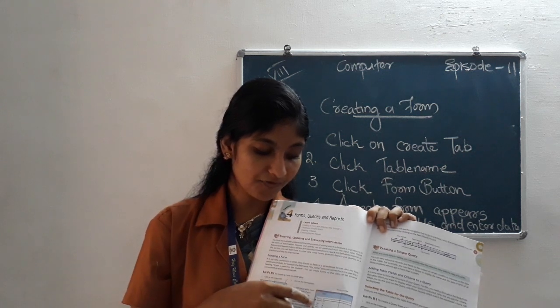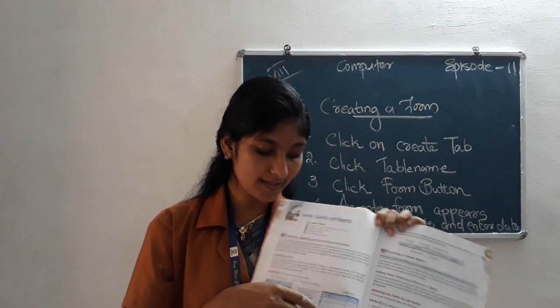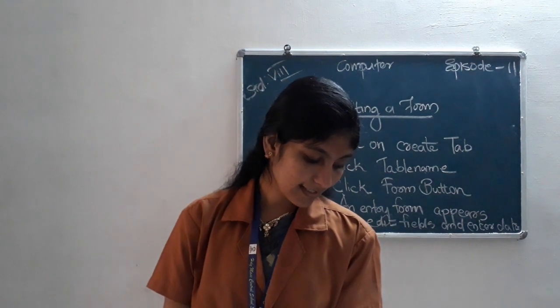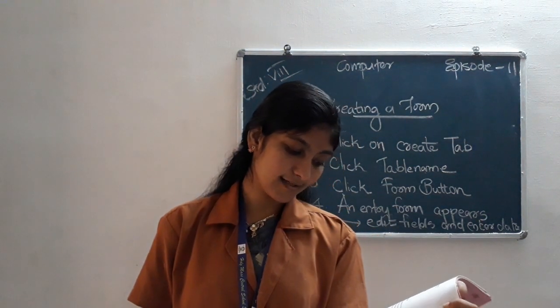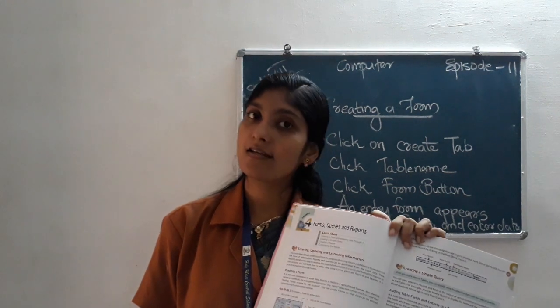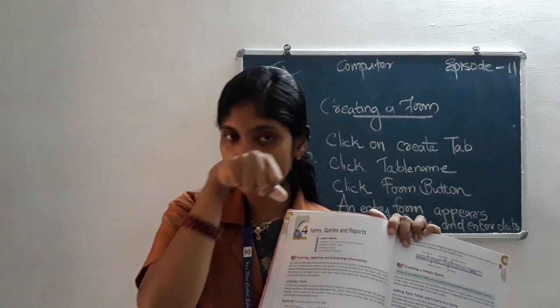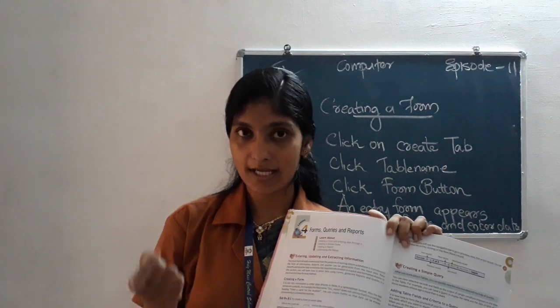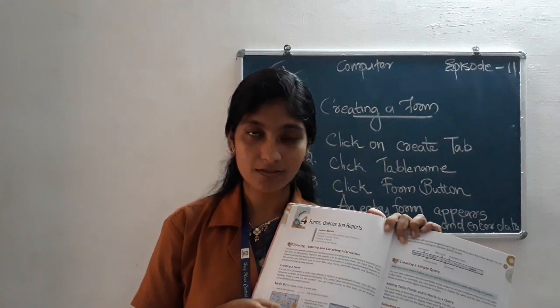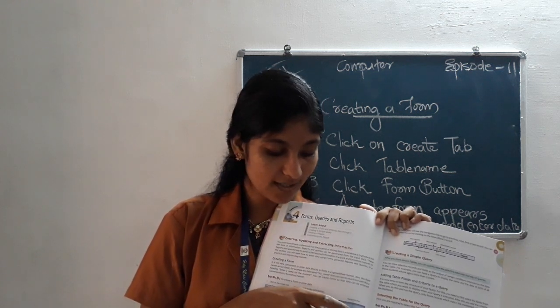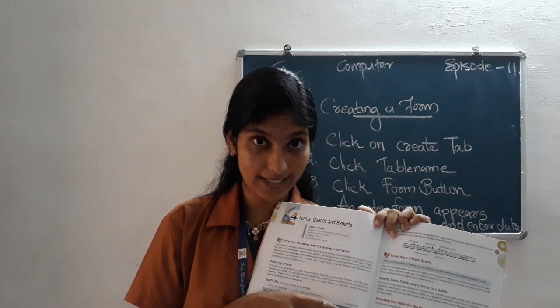Then an entry form appears. It contains roll number, student name, English, Maths, Science, etc. If you want to change a roll number to student ID, just double click on that field and edit it, or type another name. Type student ID. Then you can enter the field present to the right of the field name.